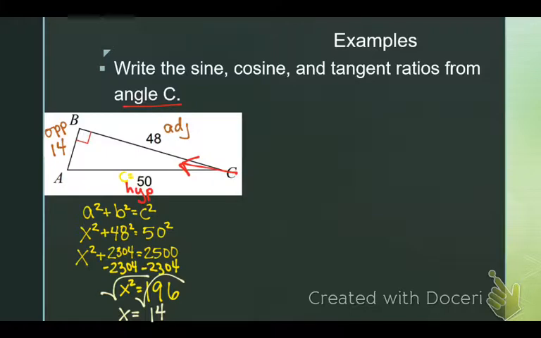So from here, we're going to do sine, cosine, and tangent. So sine from what angle? C. It will equal the opposite, which is 14, over the hypotenuse, which is 50. So we do reduce. 14 and 50 are both divisible by 2, so that makes 7 over 25.